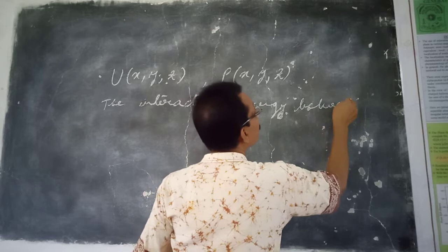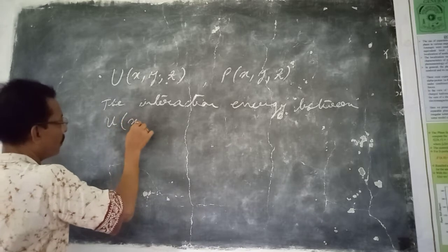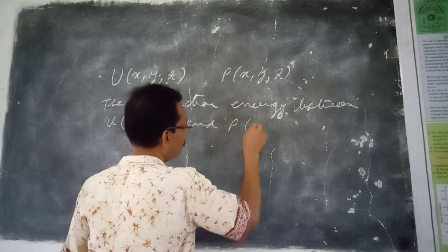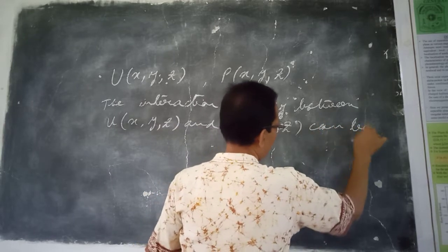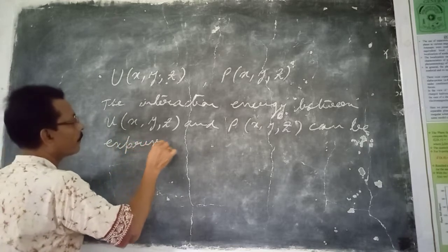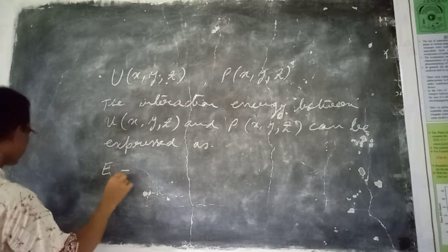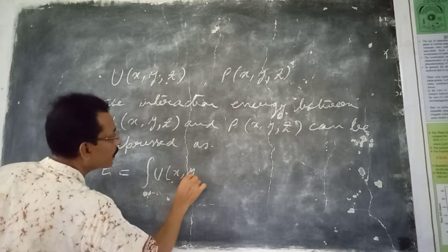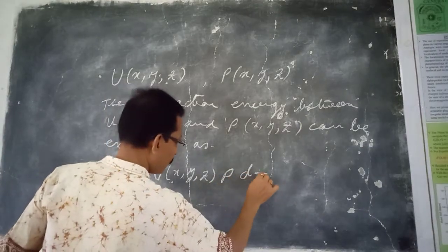Now, the interaction energy between U(x,y,z) and rho can be expressed as E equals the integral of U(x,y,z) rho d tau. d tau is the volume element.